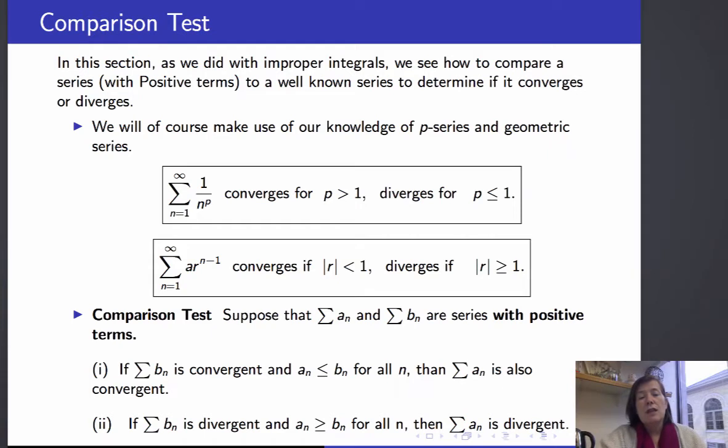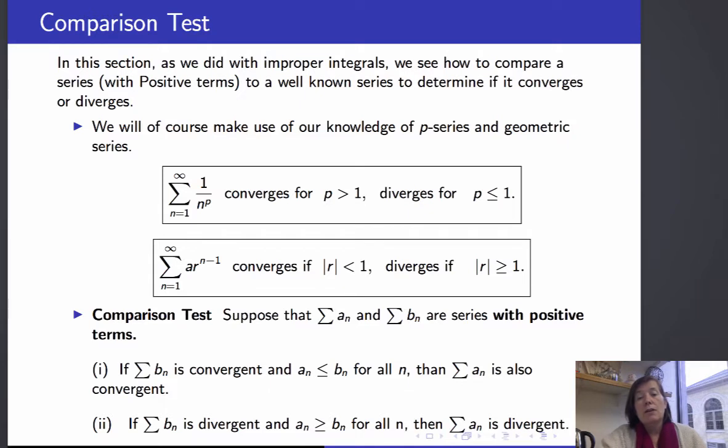And the comparison test says, suppose I have two series and they both have positive terms. This is very important when you're applying this test. And suppose I know already that the sum of bn is convergent, and I also know that the terms of the series, the sum of an, are all less than or equal to the corresponding terms in the series, the sum of bn. So an is less than or equal to bn for every n. Then I can deduce that the sum of an also converges.